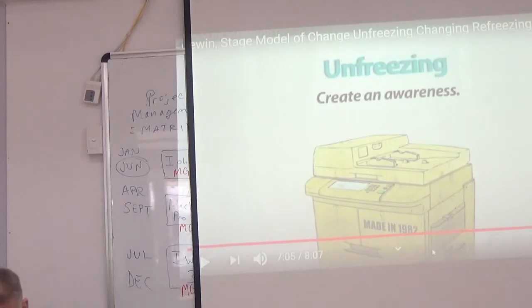Lewin's force field analysis. It looks totally scientific. Look, there's a proposal in the middle, and then you have these awesome forces. Forces, use the force. The force for change. No, there's forces against change too. It's the dark side and the light side, fighting about proposal X.